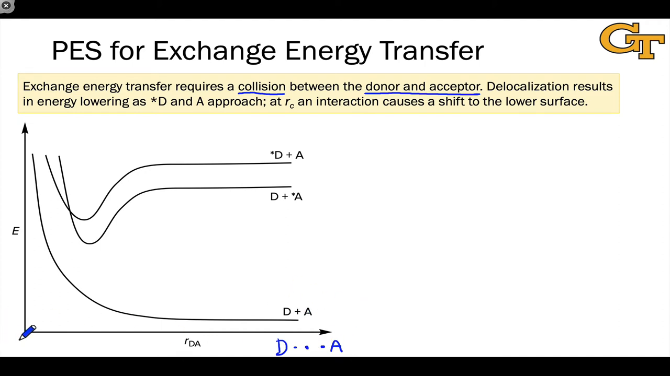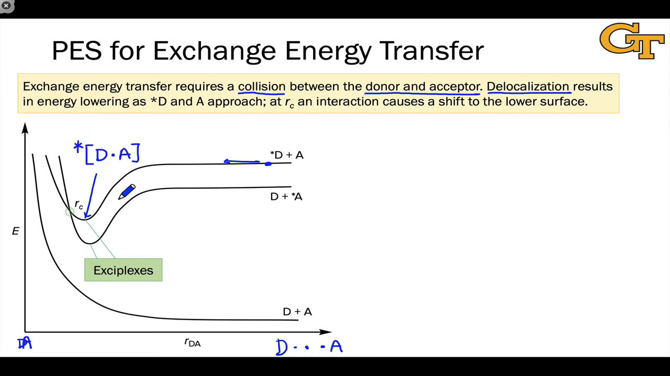And of course, over here on the far left, D and A are essentially sitting on top of each other. What happens as an excited energy donor, D star, approaches a ground state A? Well, imagine a representative point starting out right here and moving to the left. As D and A approach one another, the excitation energy becomes delocalized over both D and A. And at some point, we reach a well where we're at an energy minimum. We can represent this well kind of qualitatively as a complex DA in which the excitation energy is actually delocalized over both D and A at the same time.